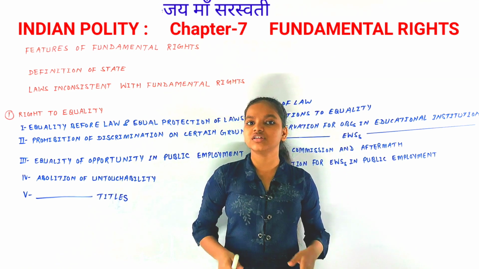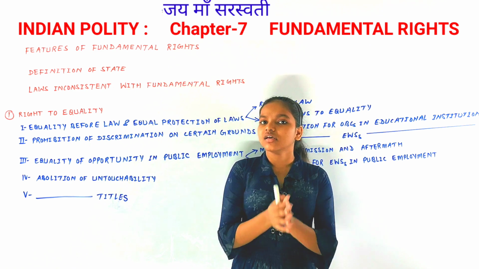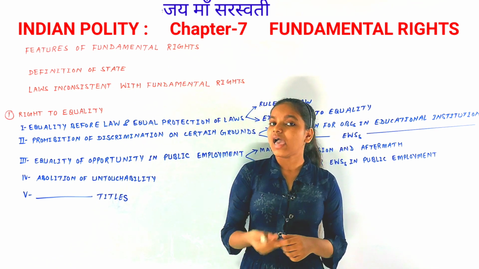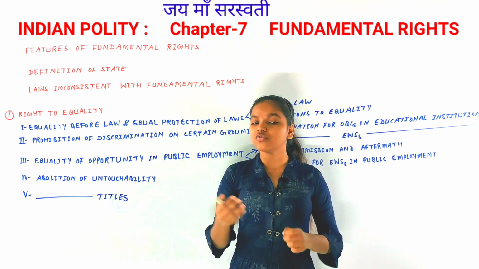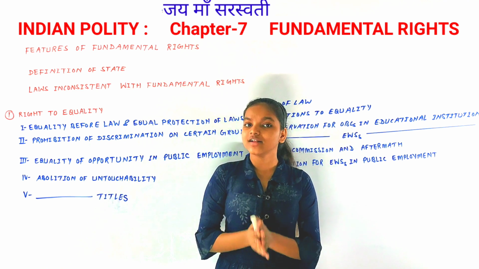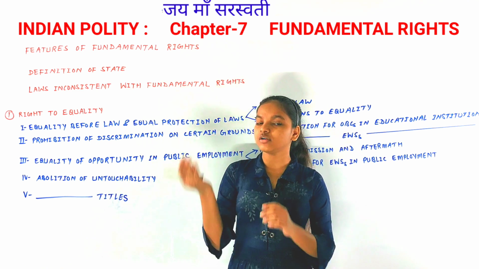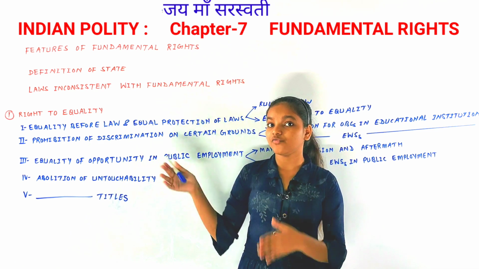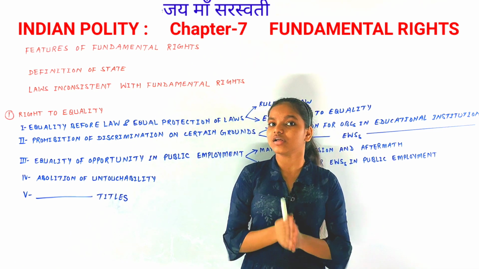So you may have noticed that I have started the fundamental rights from Article 14 and ended at Article 32. So what about the other articles? I had said that fundamental rights come from Article 12 to 35. So what about 12, 13 and 33, 34, 35 and 31? I have also skipped 31.